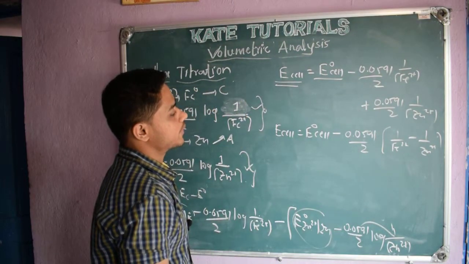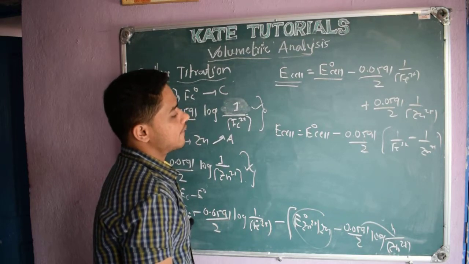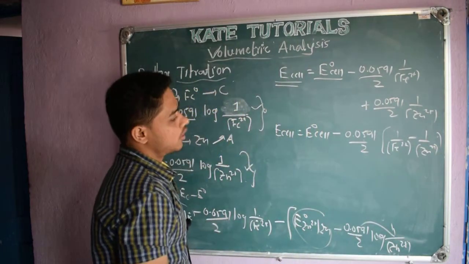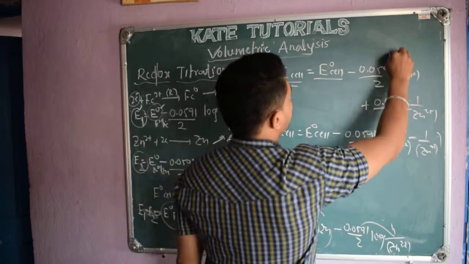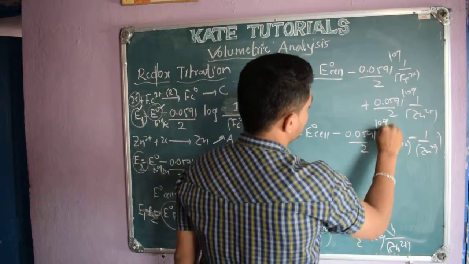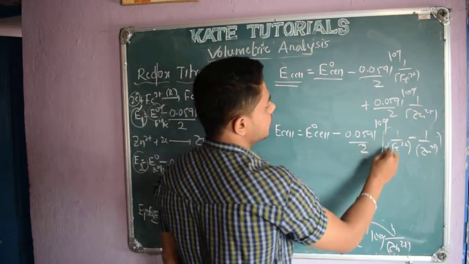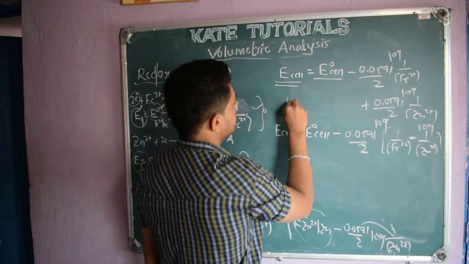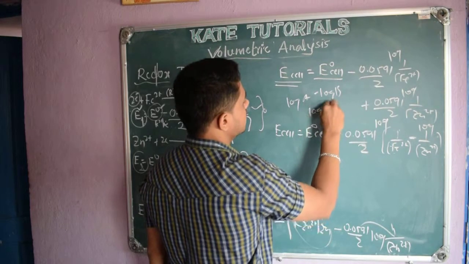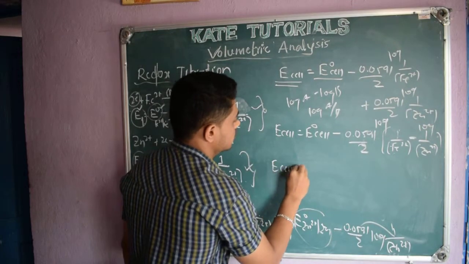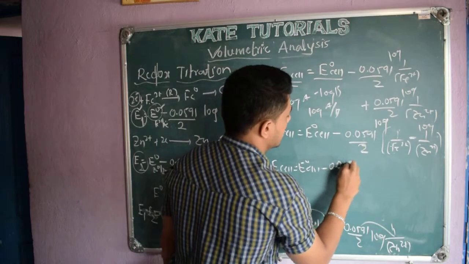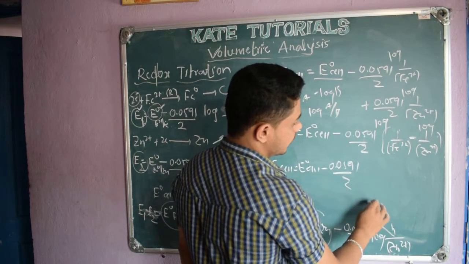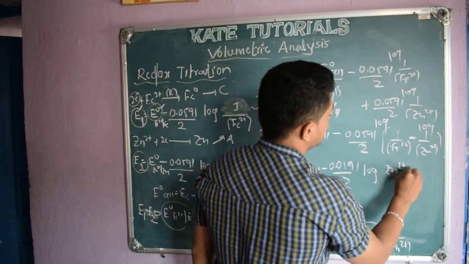If I take common 0.0591 upon 2, I can write it like this also, with the log. So I took minus 0.0591 upon 2 common, and I am left with log 1 upon Fe2+ minus log 1 upon Zn2+. Log A minus log B is nothing but log A by B. So E of cell is equal to E naught of cell minus 0.0591 upon 2 log of 1 upon Fe2+ divided by 1 upon Zn2+. It is nothing but log of Zn2+ divided by Fe2+.